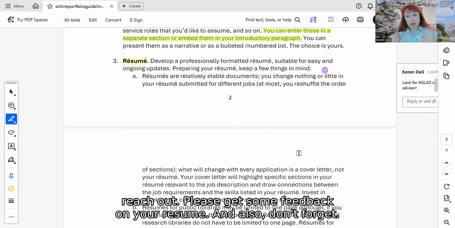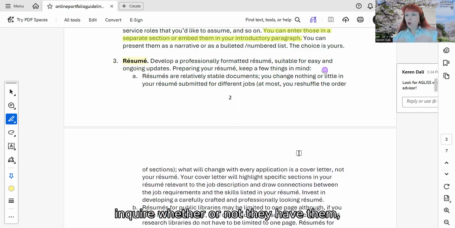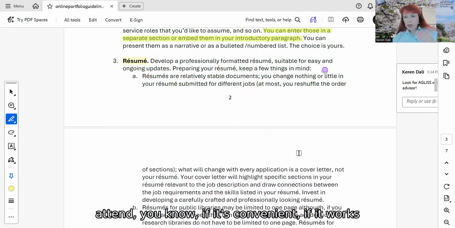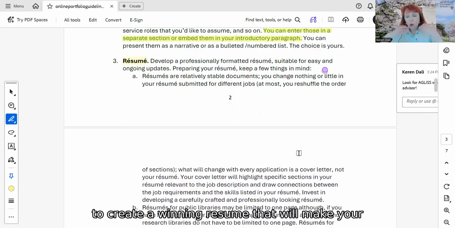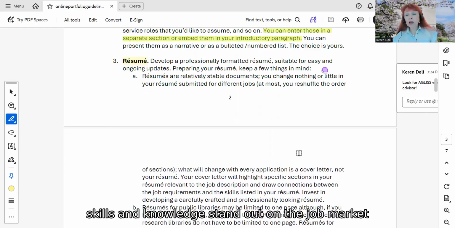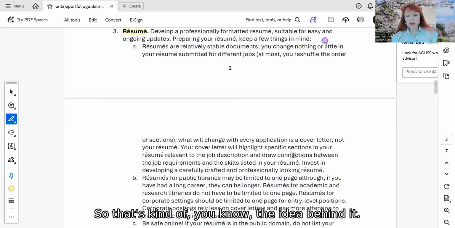And also don't forget that your student organization holds resume workshops. Inquire whether or not they have them. Attend, if it's convenient, if it works with your schedule, and get some feedback on how to create a winning resume that will make your skills and knowledge stand out on the job market. That will really help your employer say, hey, this individual is very interesting. I'd like to talk to them a little bit more, and invite them for the job interview. So that's the idea behind it.